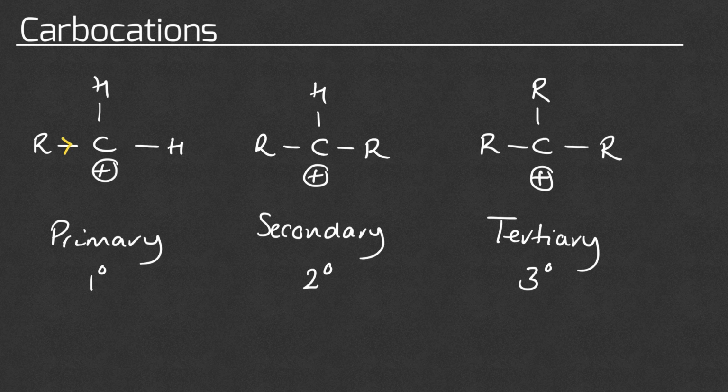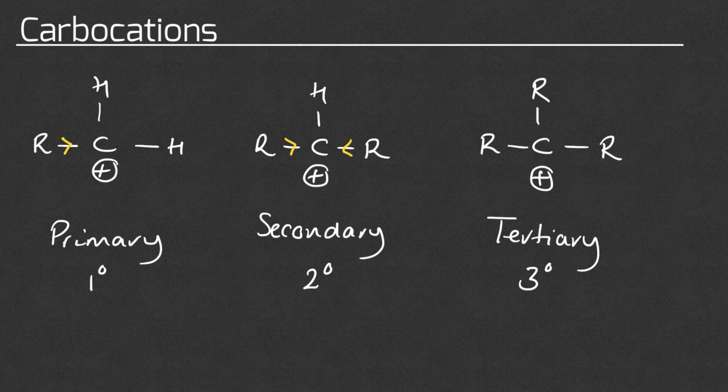Alkyl groups, or the carbon chain groups, are what we call electron donating. They can push their electron density towards the carbon. This will help stabilise it. So a primary carbocation has got one stabilising or one electron donating group attached. The reason it's stabilised is if you imagine the electrons being pushed towards the carbon, those negative electrons are going to balance out that positive charge a little bit.